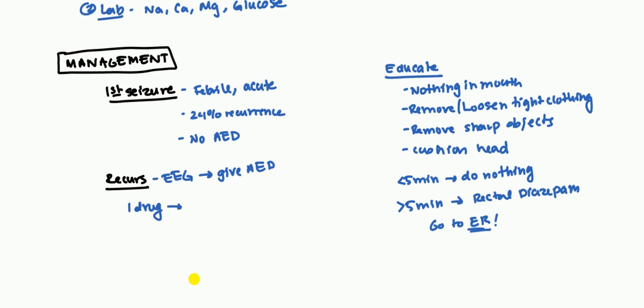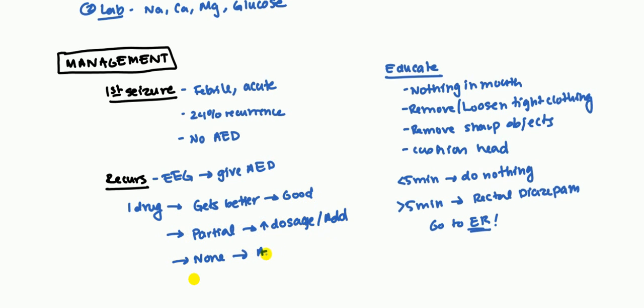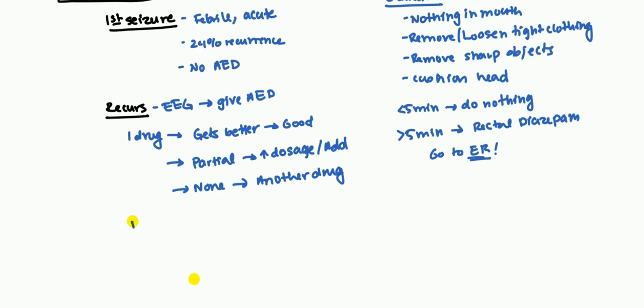Now, if the patient gets better with that one drug, good. They'll continue using that drug as long as it's working. However, if it works partially, so if it just lowers the recurrence or the severity, then you'll try to increase the dosage, or you can add another drug. And if it doesn't have any effect at all, then you just try another drug. So it's kind of a guess and check type of thing.